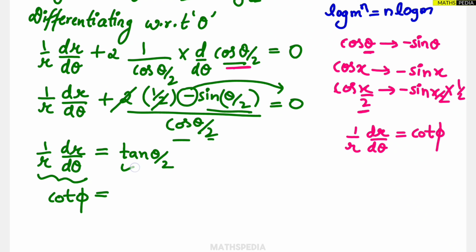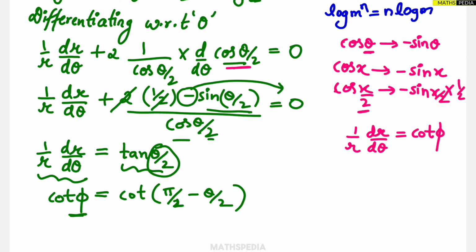Always remember, after getting cot phi, the RHS part has to be brought into tan or cot, because with tan and cot it is easy for you to find the value of phi, which is nothing but the angle between the radius vector and the tangent. So tan theta by 2, how to bring it in cot form? You can bring it in cot form easily by writing cot of 90 minus that angle. Simple. So cot 90 minus theta is what? Tan theta. That's what I have written, because this cot and cot will get cancelled. So phi value you can directly get as pi by 2 minus theta by 2. Very simple, this value you got.